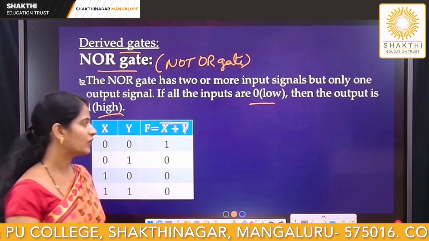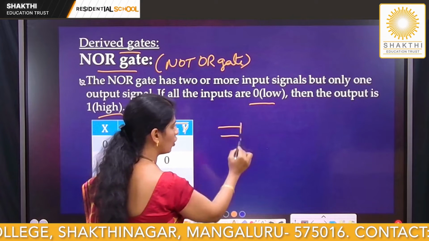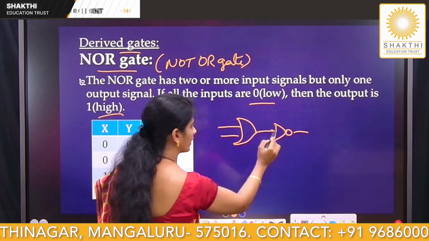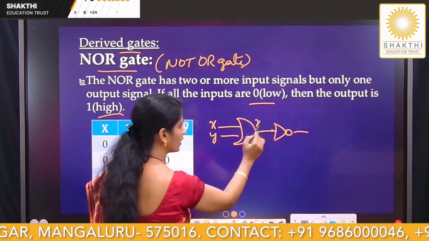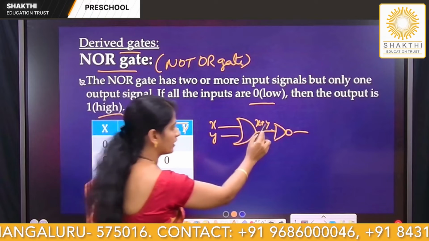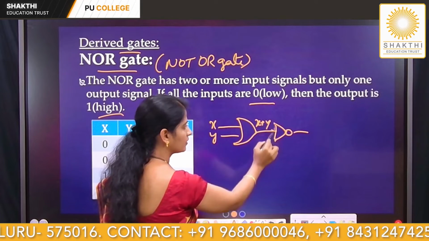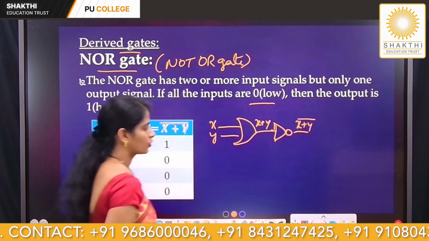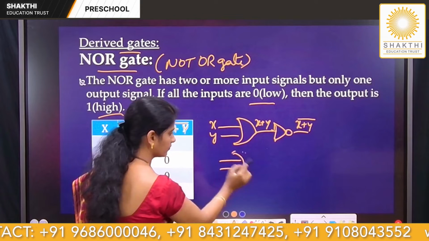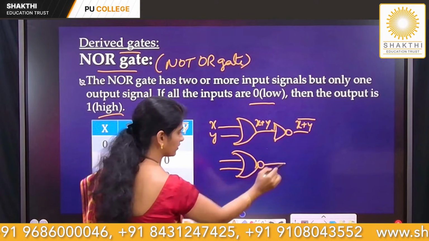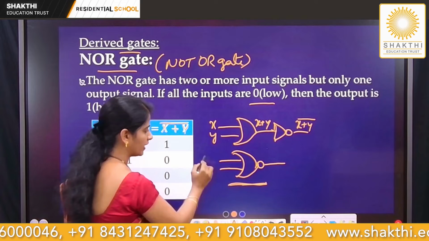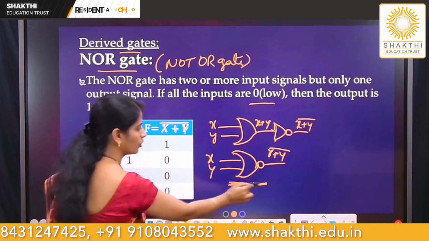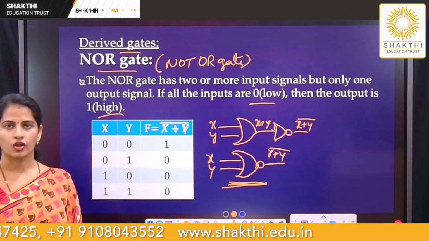So how can you write a symbol for this? Symbol can be simply written as OR, and then you are going to write a NOT operation. So X, Y, here you are going to get X plus Y, and you are giving this output as input to the NOT gate that produces X plus Y whole bar. This is the symbol for NOR gate. X, Y will give you X plus Y whole bar. This is the symbol for NOR gate and this is the truth table for NOR gate.